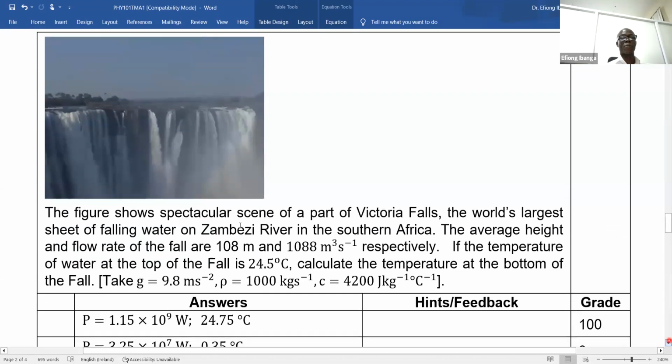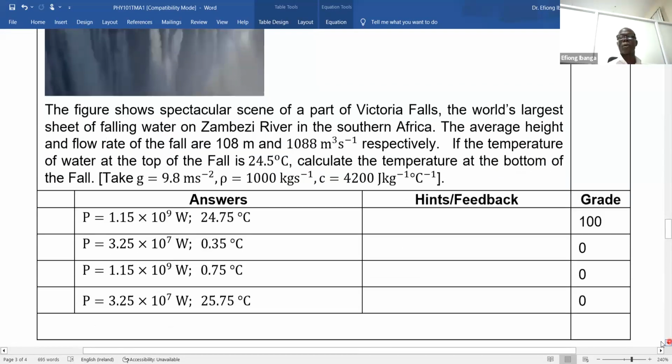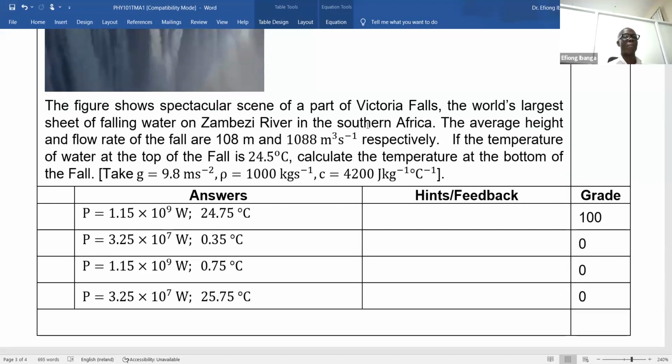Then this one is about, yes, the figure shows a spectacular scene of part of Victoria Falls. Victoria Falls is found in which country? I think it's in 2 countries in Africa. Okay, over the Zambezi River in the southern part of Africa. I think it is Zimbabwe and Zambia. So this is the world's largest sheet of falling water on the Zambezi River in southern Africa.